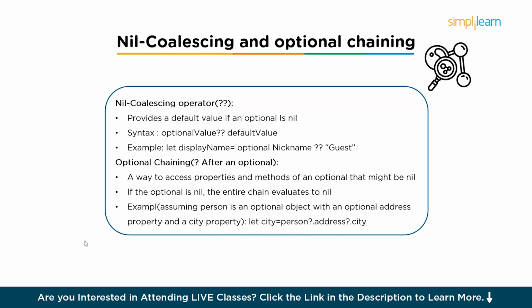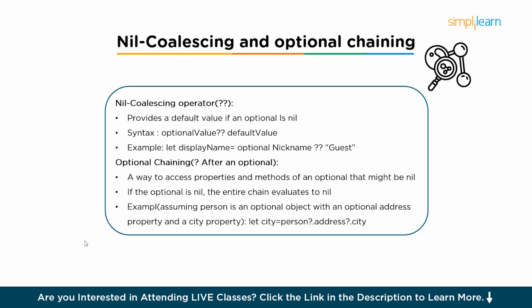The next topic is nil coalescing and optional chaining. This covers two more techniques in Swift that help us work effectively with optionals, which are nil coalescing and optional chaining. They provide a concise way to handle situations where the value might be missing. A nil coalescing operator provides a default value to use when the optional is nil. Whereas optional chaining provides a way to access properties and methods of an optional that might itself be nil, or might contain a value that leads to another optional and so on.